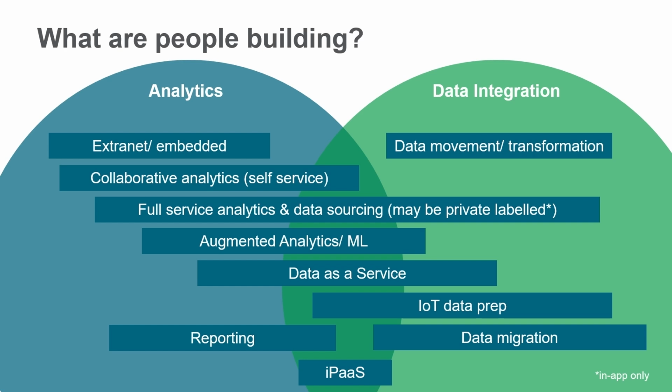Data migration, where you might have a service offering to move data between vendors, solutions, etc. iPaaS, where you're doing managed full service integration platforms for driving actions in operational systems, CRMs, ERPs, things like that. And then data movement up the top there, where you're looking at core data integration use cases. You're moving and transforming data, and you're doing things like data warehouse automation.